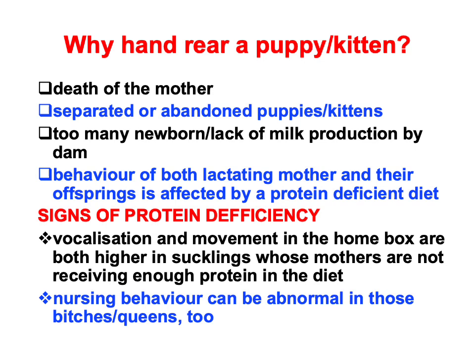Behavior of both the lactating mother and their offspring is affected by a protein deficient diet, and signs of this protein deficiency are vocalization and movement in the home box, both higher in sucklings whose mothers are not receiving enough protein in the diet, and the nervous movement of the mother. And also the nursing behavior can be abnormal in those bitches and queens too.